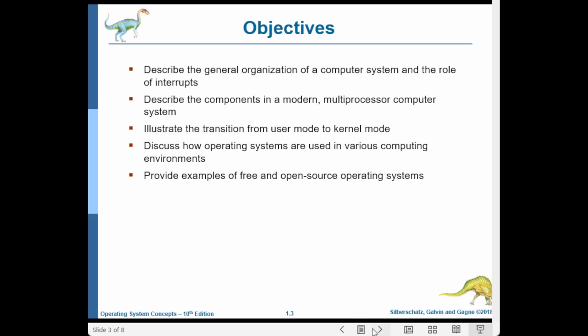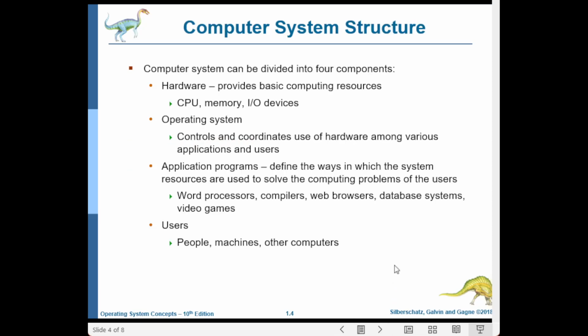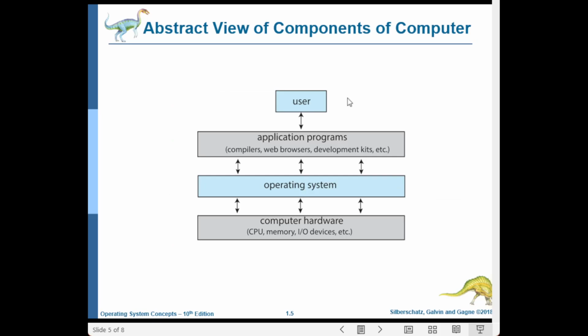So we start topic 1.1, with four components of computer system. If we map these four components of computer system into a figure, we look at the next slide. Basically in a computer system we have four components.